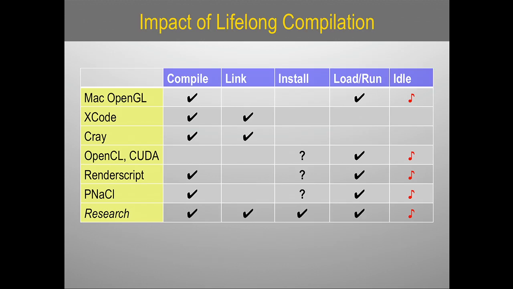And so, for example, lifelong compilation has been used by many, many different real-world products. So on the left here, I've listed some of the major commercial products that use LLVM, and you can see that many of them have taken advantage of doing compilation at multiple stages. So, for example, RenderScript does both compile time and either runtime or load time compilation and transformation. And there have been many, many research projects that have taken advantage of being able to compile things at different points in time.